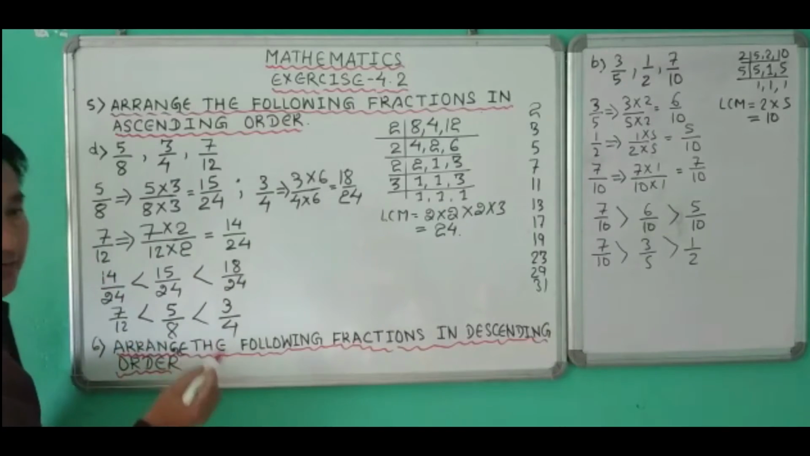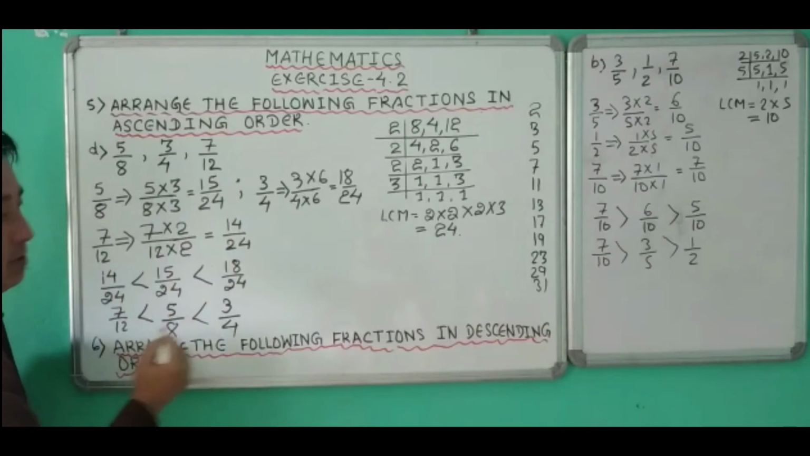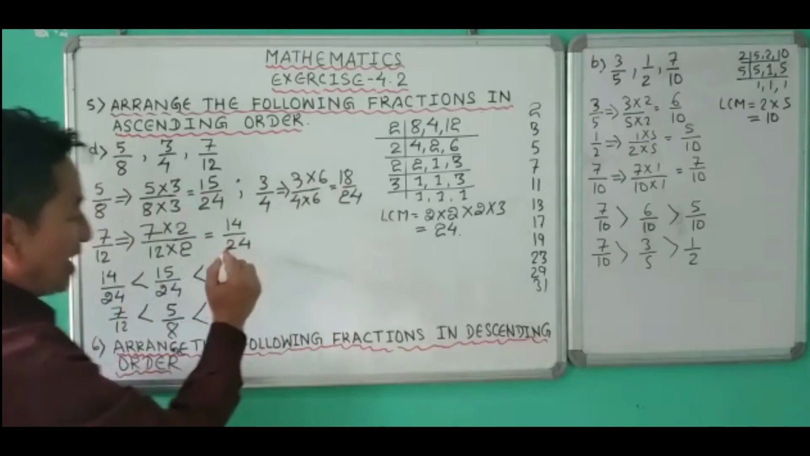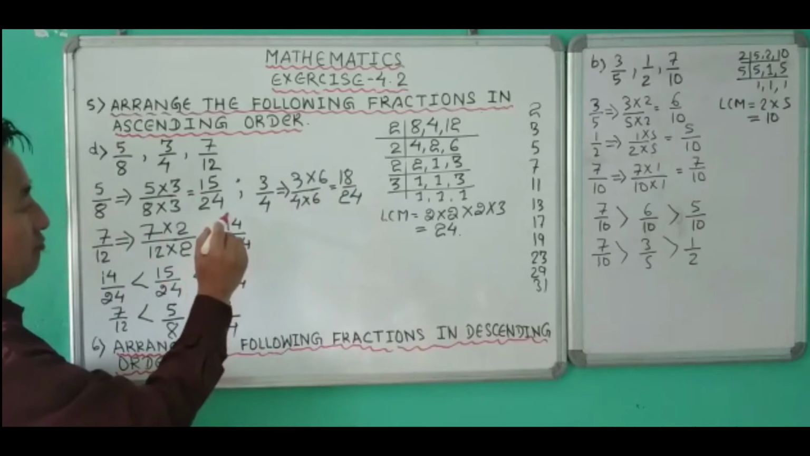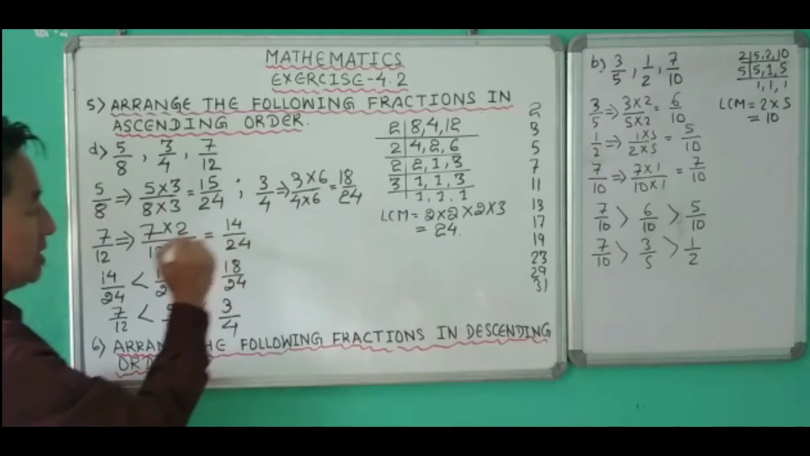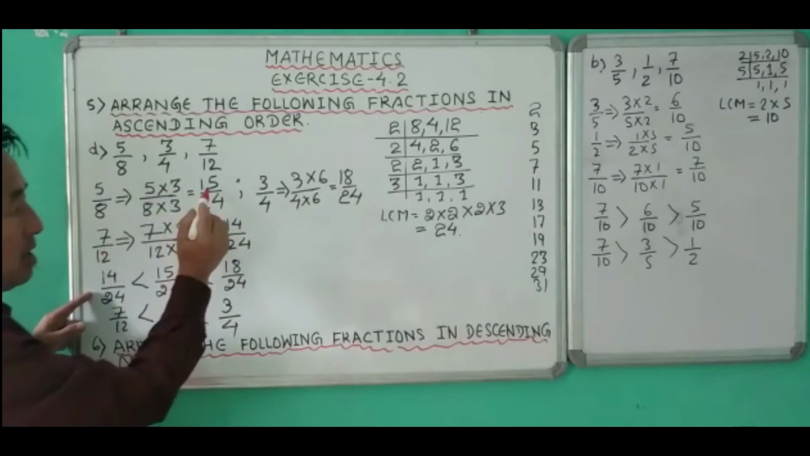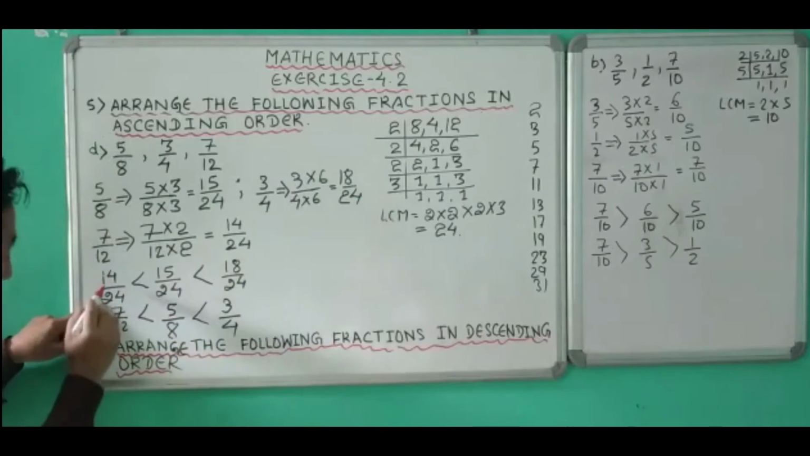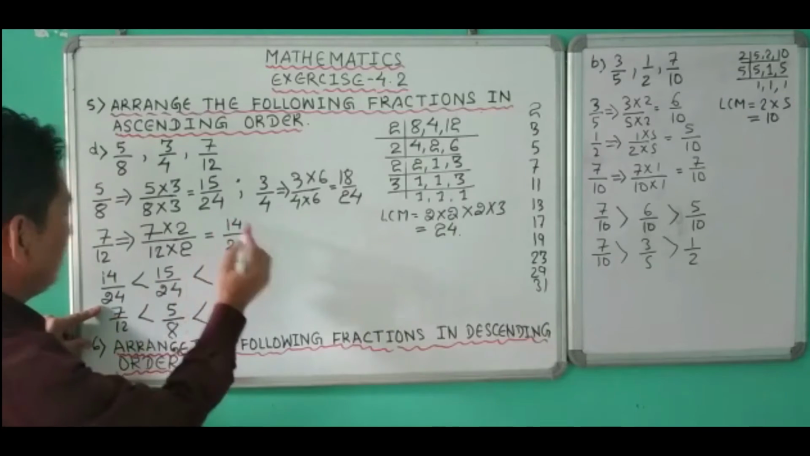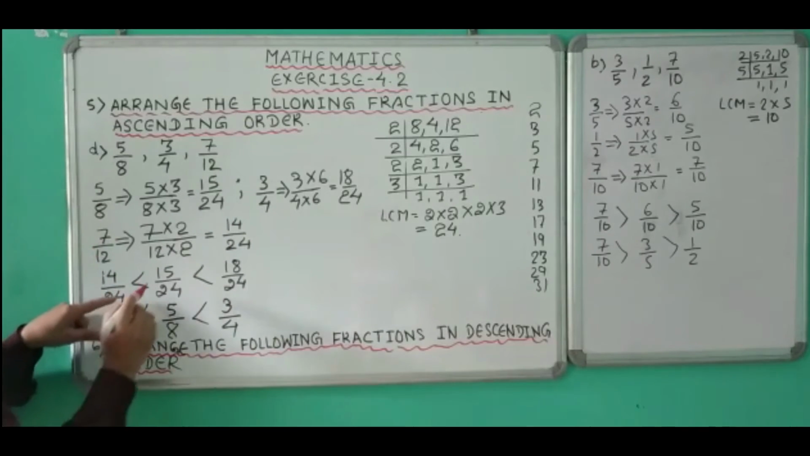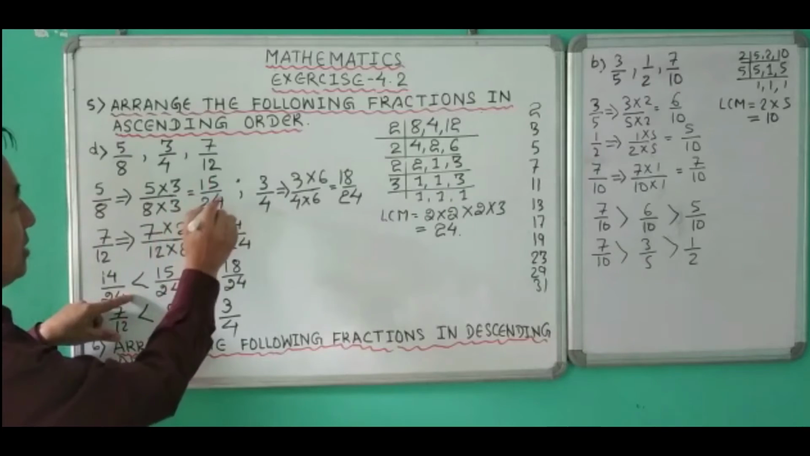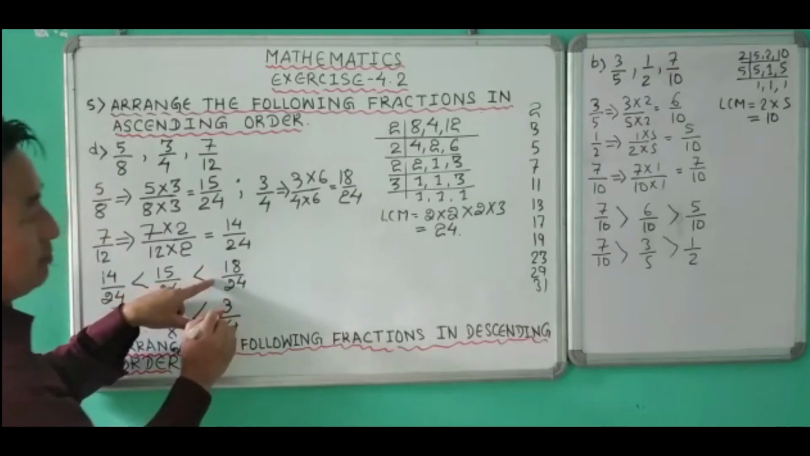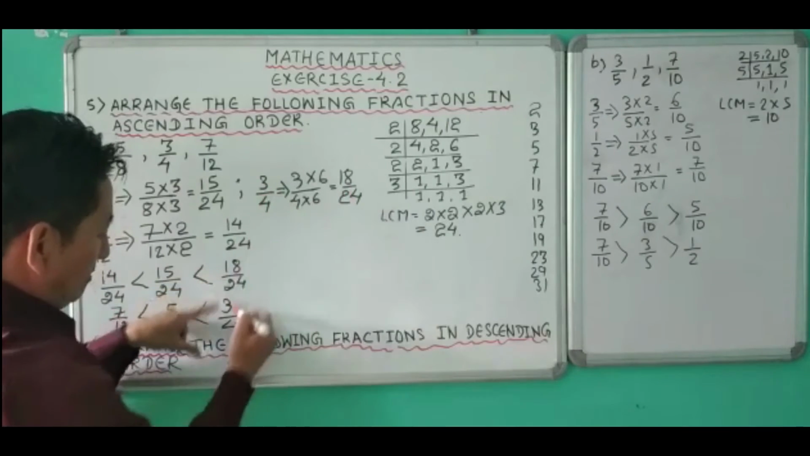Now we have got like fraction: 15 by 24, 18 by 24, 14 by 24. Among this fraction, which one is the smallest? 14 by 24. First we'll write 14 by 24. Second, 15 by 24. And the last, 18 by 24. 14 by 24 means 7 by 12. Now 15 by 24 means 5 by 8. 18 by 24 means 3 by 4.